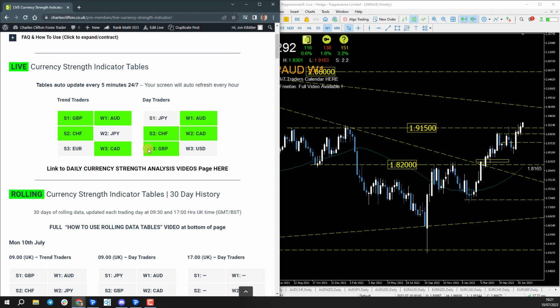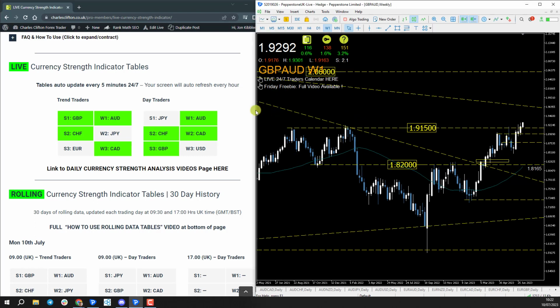Obviously, day traders is showing pound as S3, so not the strongest of the currencies at the moment, but we still have that correlation there, and I think it's still a good currency pair to look at. We're also going to take a look at pound CAD. That's a nice currency pair too, as well as CAD Swiss, Aussie Swiss. So let's dive straight into pound Aussie now.